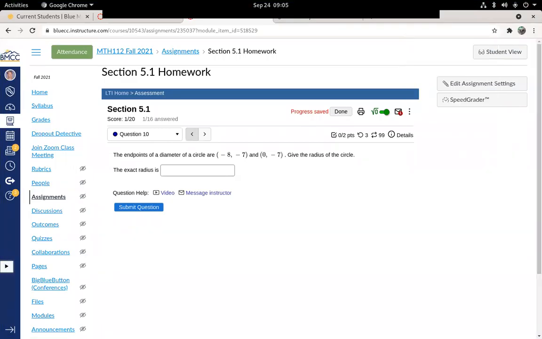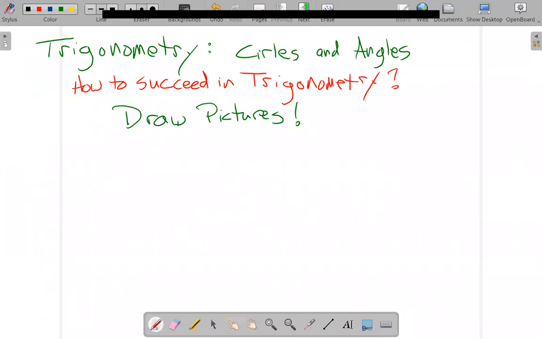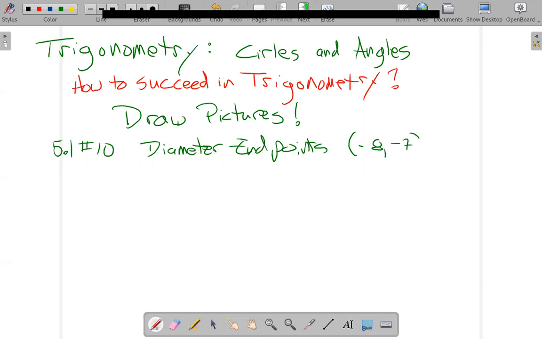So we have endpoints of a diameter of a circle, and we want to be able to find the radius of the circle. Let's do it. So again, important to succeed in trig, draw pictures. Very, very important. And here we've got section 5.1, question number 10, and my version has diameter endpoints of (-8, -7) and (0, 7), and we need to figure out what the radius is.